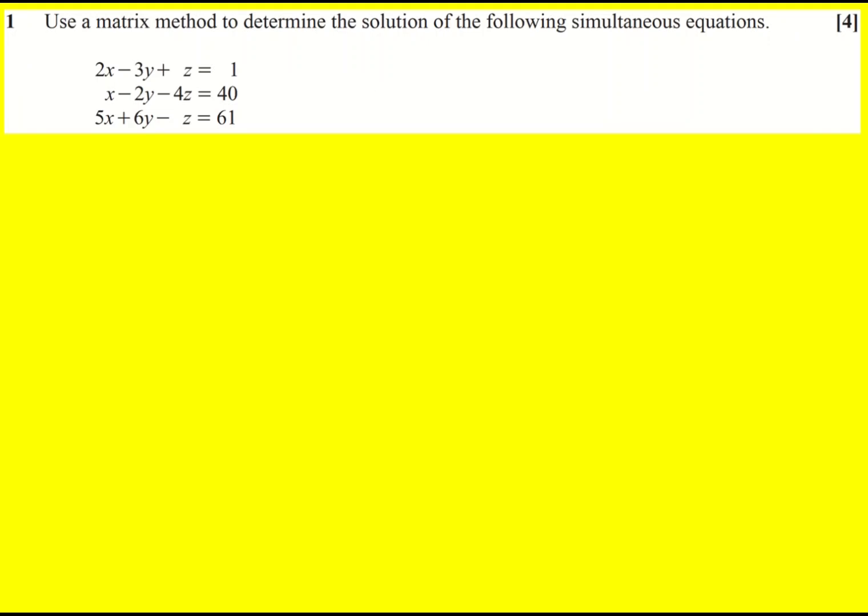Use the matrix method to determine the solution of these simultaneous equations. So let's first of all write them using a matrix. We've got x, y, z here. And we're going to put these coefficients 2, -3, and 1.